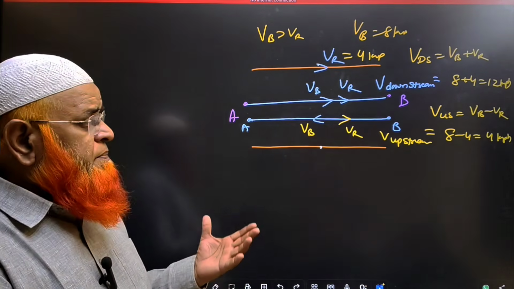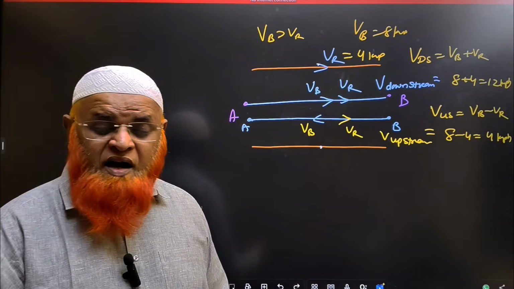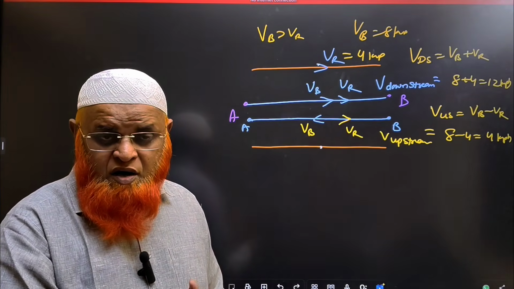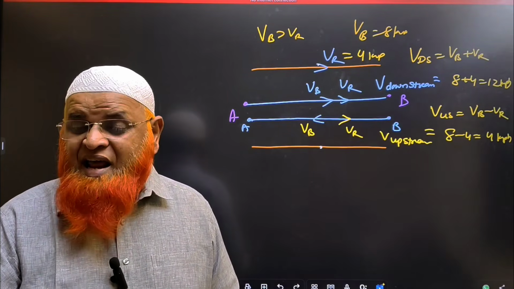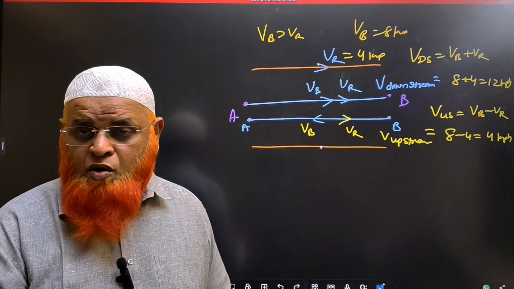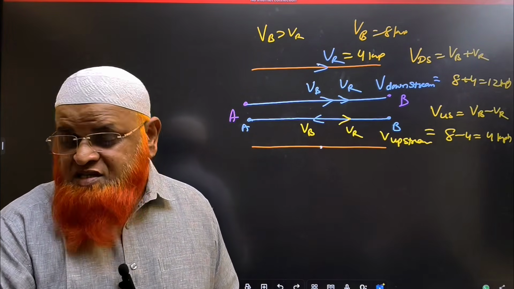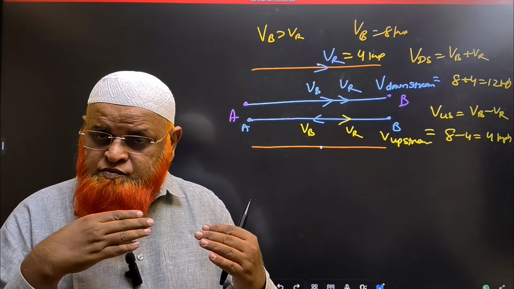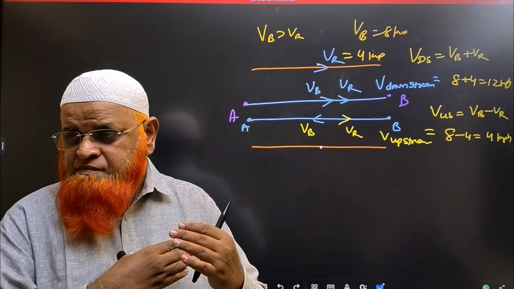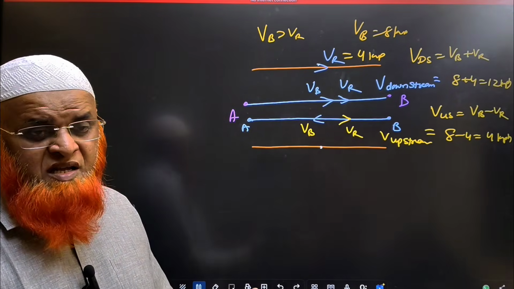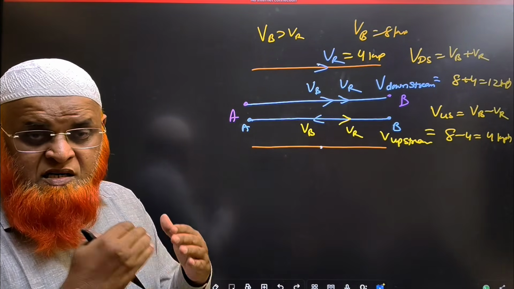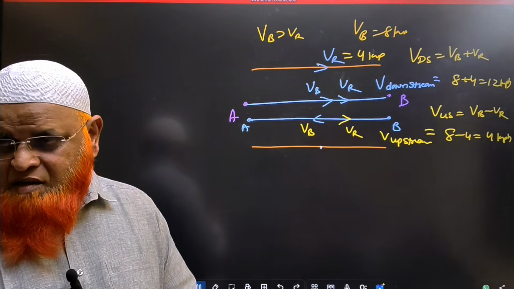So upstream means you go against the water flow, then your speed reduces. Even though your boat has an actual speed of 8 kilometers per hour, it will not go with 8, it will go with just 4 because water is pushing you. Water is your enemy. Is it clear what I am saying now? So that is called upstream and downstream. Upstream means subtraction. Downstream means you have to add it. Understood what I am saying now?